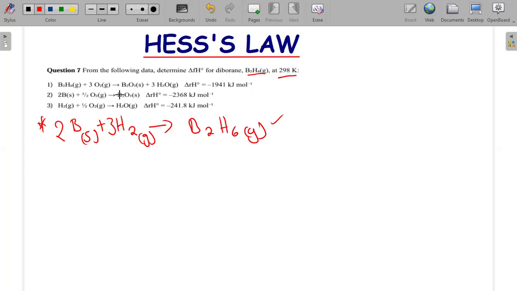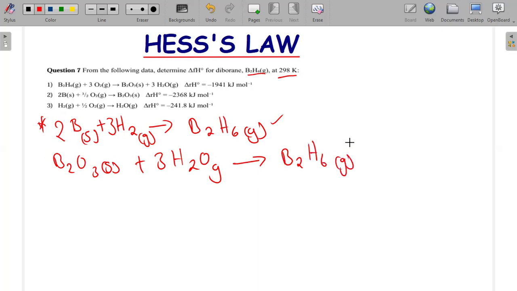Reversing means that the products become the reactants and the reactants become the products. So if we reverse the first reaction, we're going to have B2O3 as a solid plus 3H2O as a gas. This is going to give us, since the products have now become the reactants, B2H6 as a gas plus 3O2 as a gas. Then, for the change in standard enthalpy for the reaction which we've been given, we just change the sign. It was negative, so it becomes positive since we've reversed the reaction: positive 1941 kilojoules per mole.